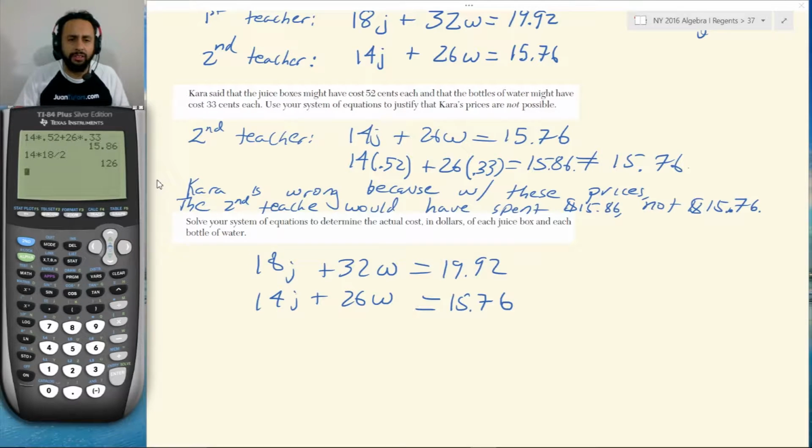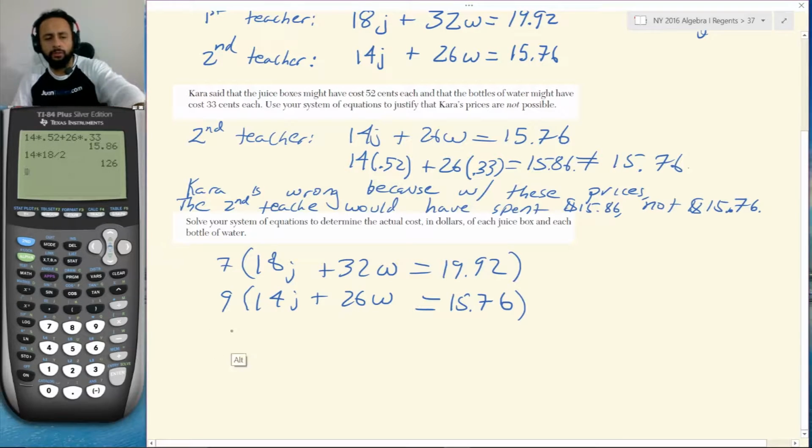The least common multiple is 126. So I need to multiply this by 9, since 18 divided by 2 is 9, and I'm going to multiply this one by 7, since 14 divided by 2 is 7, and I should get the same coefficient. Okay, so let's see.